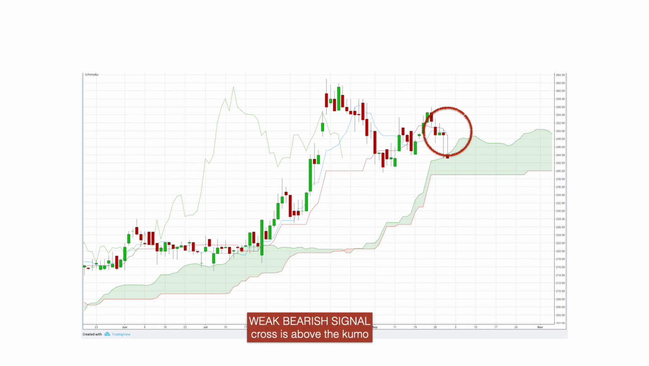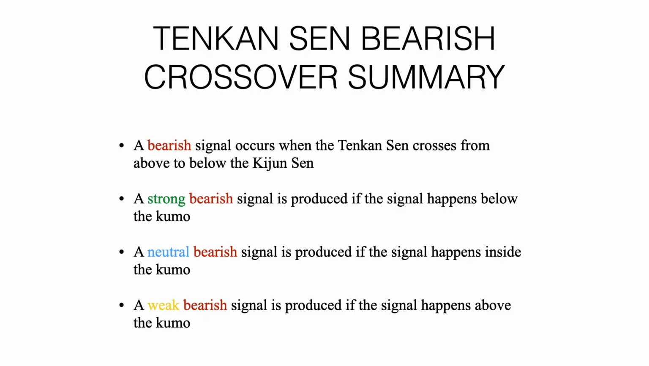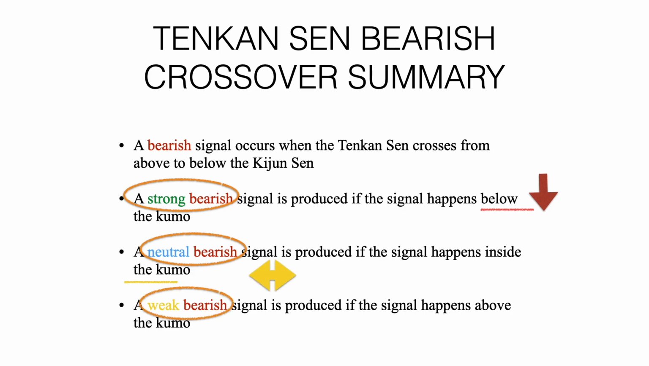A weak bearish signal is produced if the Tenkan-sen crossover happens above the Kumo. This resulted in a weak sideways movement thereafter. Tenkan-sen bearish crossover summary. A bearish signal occurs when the Tenkan-sen crosses from above to below the Kijunsen. A strong bearish signal is produced if the signal happens below the Kumo. A neutral bearish signal is produced if the signal happens inside the Kumo, and a weak bearish signal is produced if the signal happens above the Kumo.